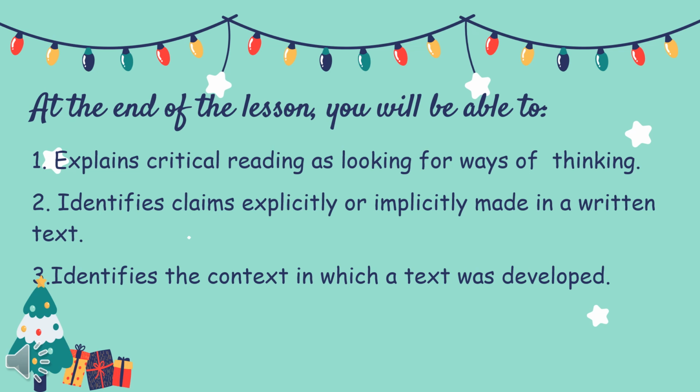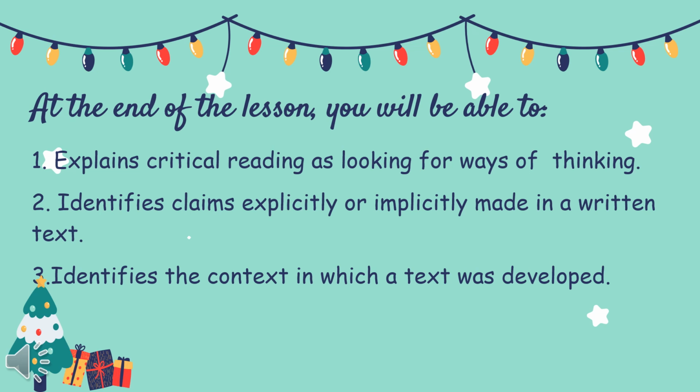Good job, students, and thank you for sharing your answers about the initial activity. Now let's have the following objectives that you need to accomplish at the end of our lesson. First, you must be able to explain critical reading as looking for ways of thinking. Second, you must identify claims explicitly or implicitly made in a written text. And lastly, you must identify the context in which a text was developed.